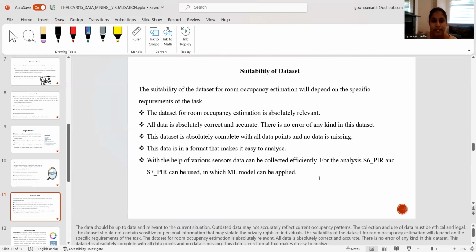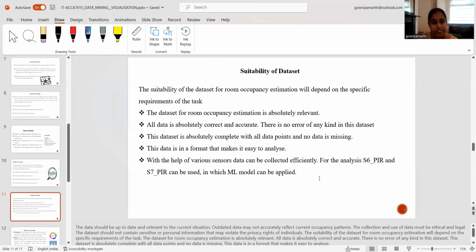Here we have taken the data set, and because of that, there are no errors of any kind. It is absolutely accurate and absolutely relevant. And also it is complete, with all data points. There is no data missing in it. We are doing the experiment over a certain period of time. In that, this will work accurately. There is no data missing at any point. So this data format makes it easy to analyze the data.